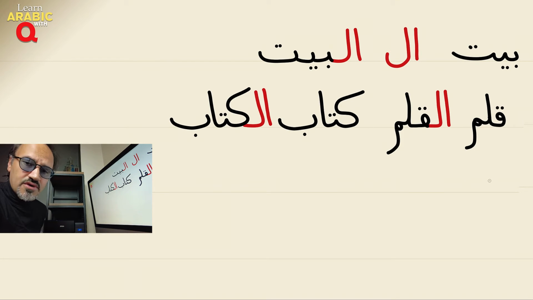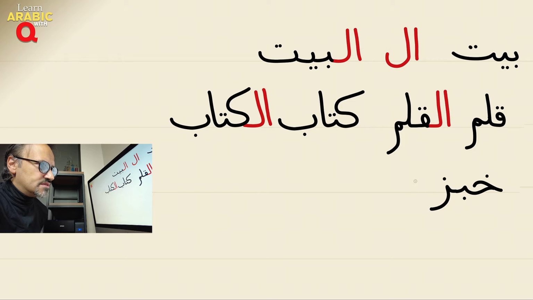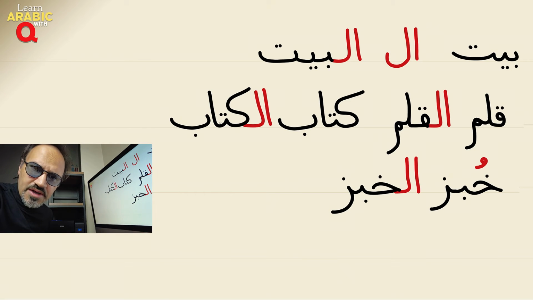Let's take another one. We have khubz, which is bread. Kh, b, and the z letter for zai. Khubz. If you want to put the tashdid over here, this is khubz. Al-khubz. The bread. Now these are all masculine nouns.